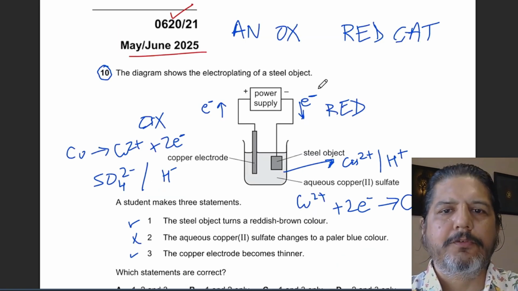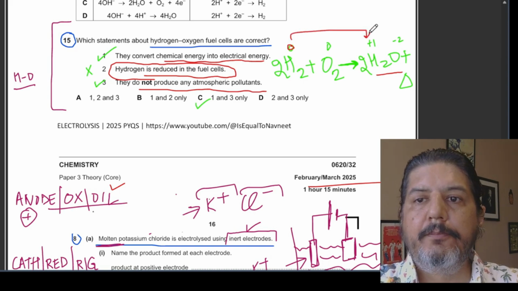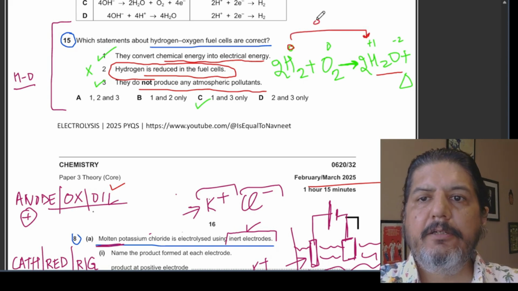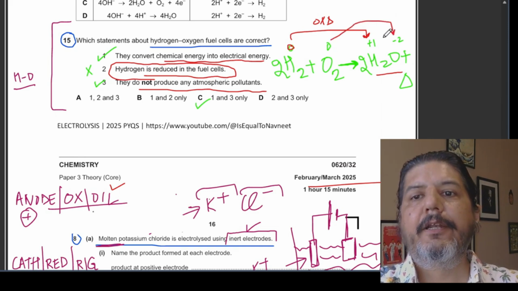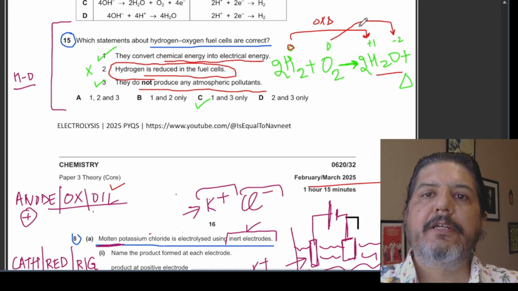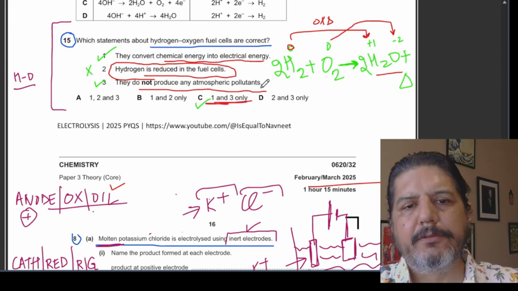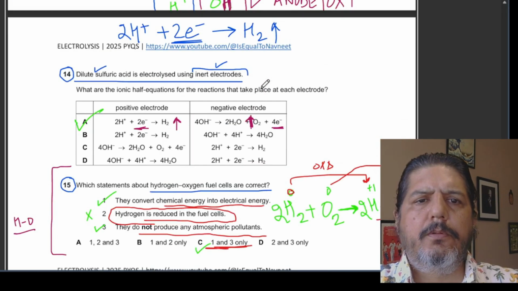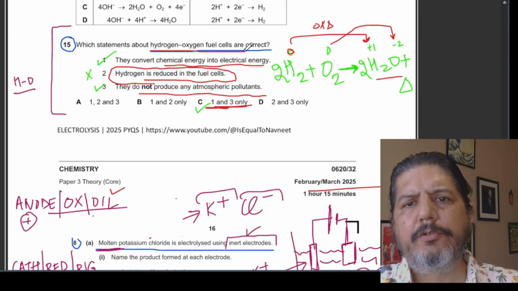We'll be going through the questions. The oxidation number of hydrogen is +1. So basically, hydrogen, if you look carefully, is getting oxidized because oxygen goes from 0 to -2. So oxygen is getting reduced and hydrogen is getting oxidized. That is why this is incorrect. And 1 and 3 only would be the correct answer. These are the questions which I saw in 2025 papers, which were asked from hydrogen oxygen fuel cells.